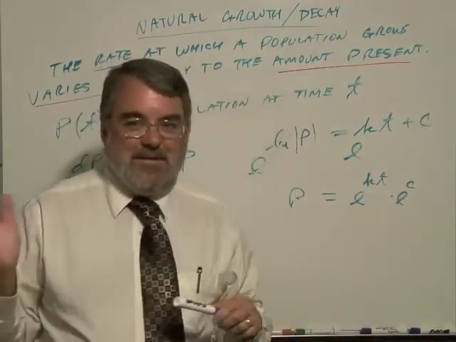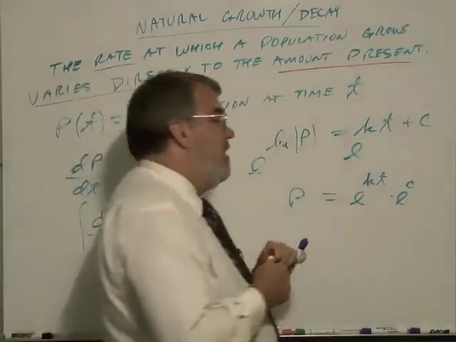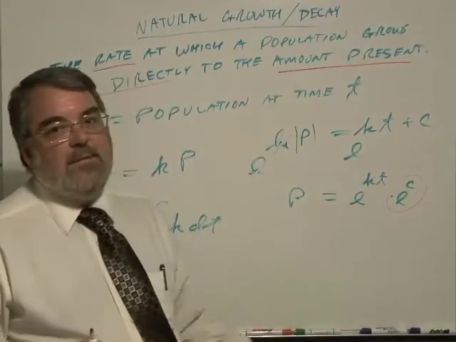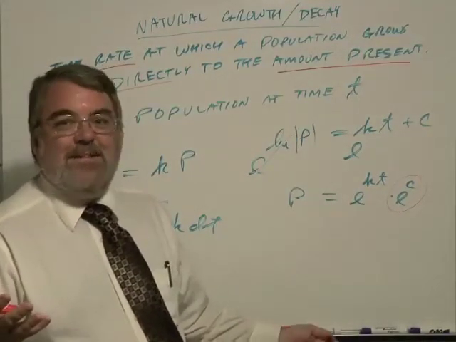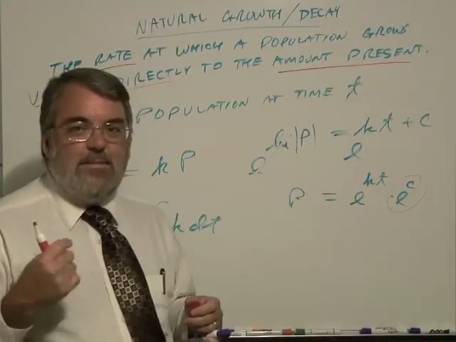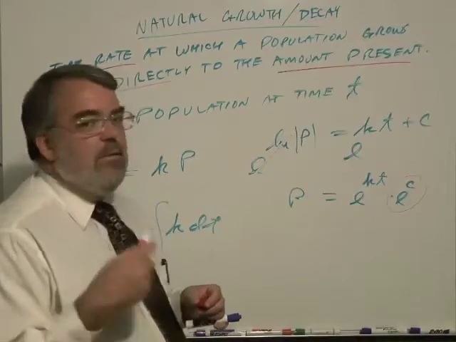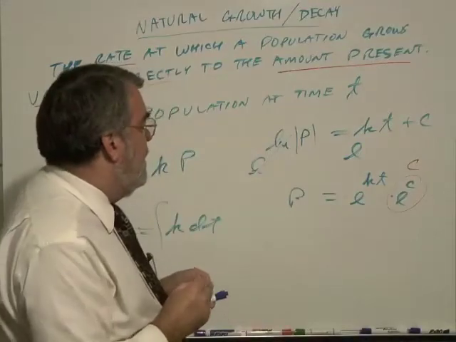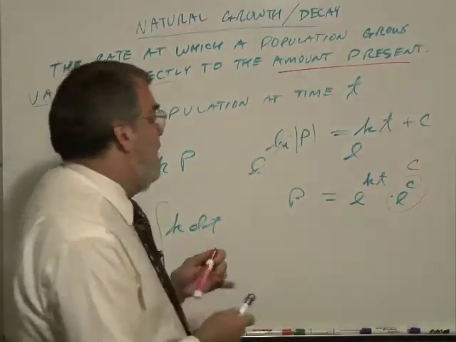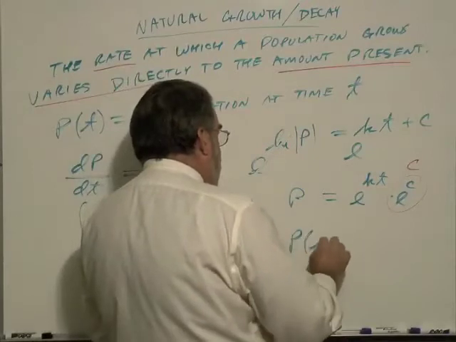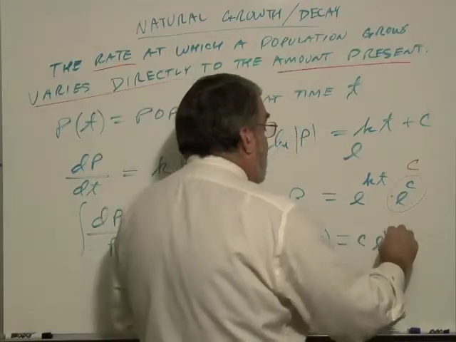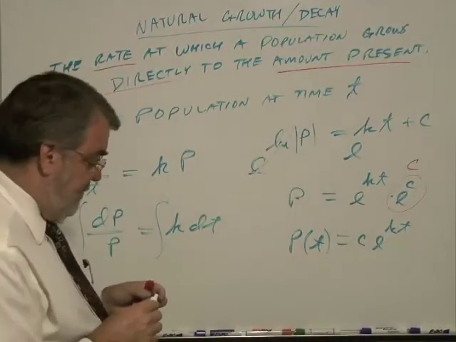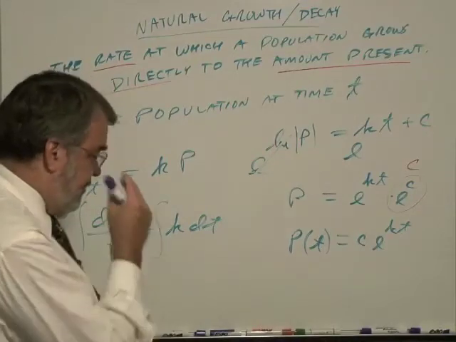And now we're going to get to do something that's kind of fun in this course, I think. c represents a constant. Well, then what is e raised to a constant? Still a constant, isn't it? So sometimes we can play kind of fast and loose with these constants. I'm going to rename e to the c as simply a constant. I'll just call it c. So I'm renaming it, and I have p of t is equal to c e to the kt. So this is the natural growth and decay function, it turns out.